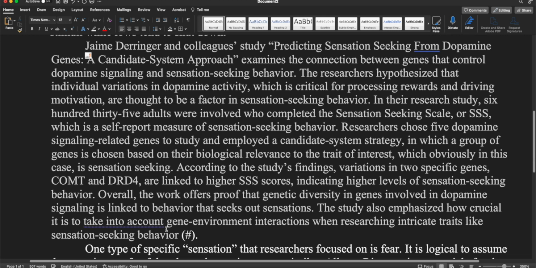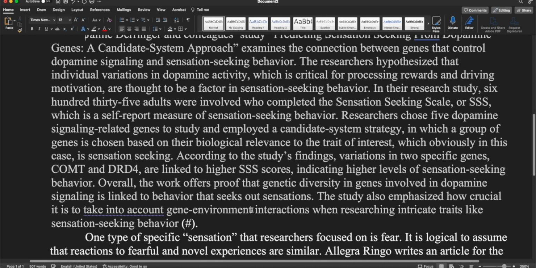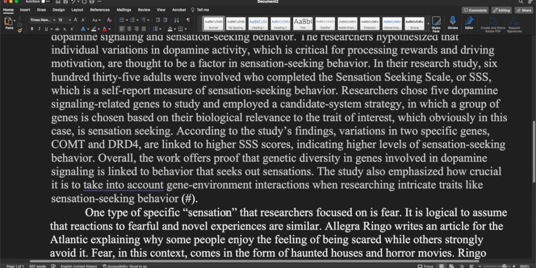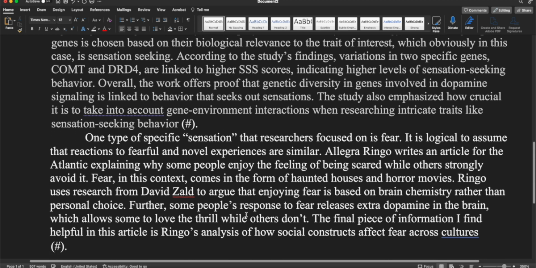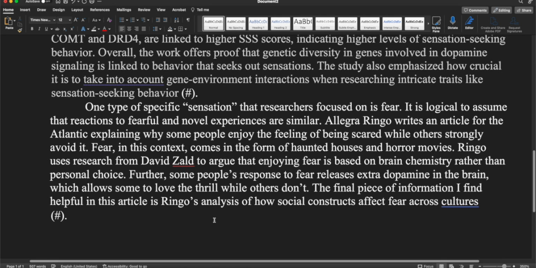Overall, the work offers proof that genetic diversity in genes involved in dopamine signaling is linked to behavior that seeks out sensations. The study also emphasized how crucial it is to take into account gene-environment interactions when researching intricate traits such as sensation-seeking behavior. One type of specific sensation that researchers focused on is fear. It is logical to assume that reactions to fearful and novel experiences are similar.